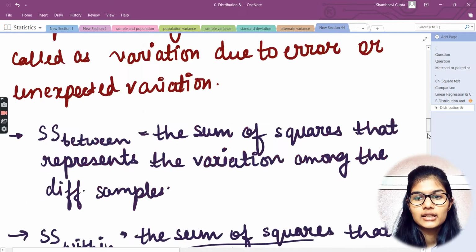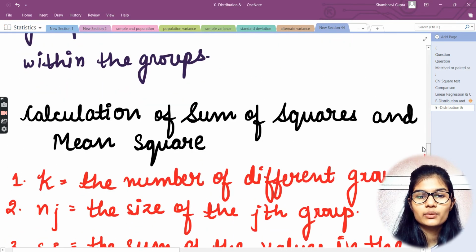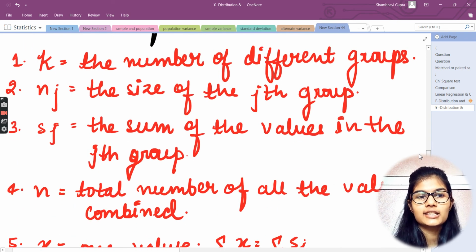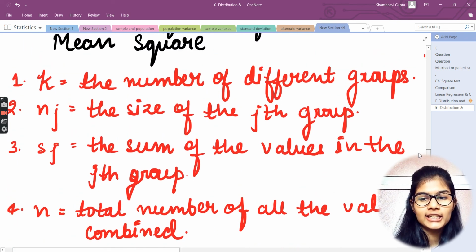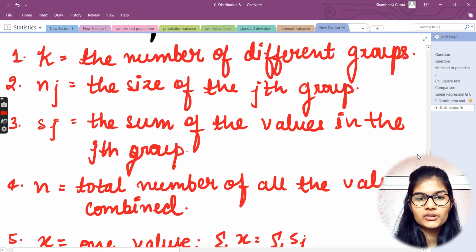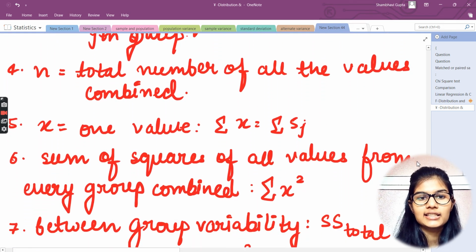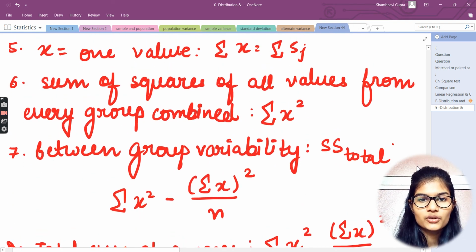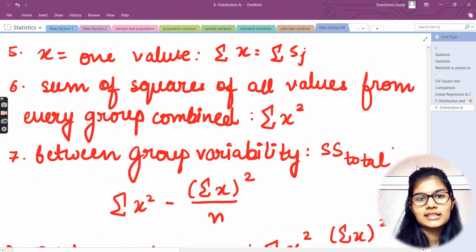Fine. So these were the calculations of the SS, that is my sum of squares, and MS, that is my mean square. Let me quickly give you an idea. K is equal to the number of different groups. Nj is equal to the size of the jth group. Sj is equal to the sum of the values in the jth group. N is equal to the total number of all the values combined. X is equal to one value, and sigma x is equal to sigma Sj.